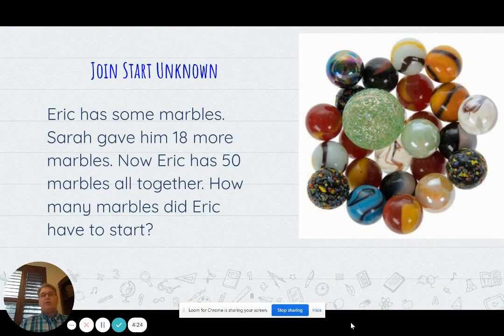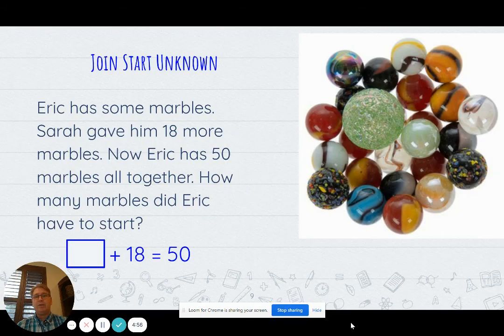Finally, we have a join start unknown. Now in this case, the number that's missing is what we like to call the start number. Eric has some marbles. We don't know how many. Sarah gave him 18 more marbles, and now Eric has 50 marbles altogether. There are those key words again, altogether. How many marbles did Eric start with? Or, how many did Eric have to start? And so if we just see all together and add 50 plus 18 is 68, but that's not what's missing.